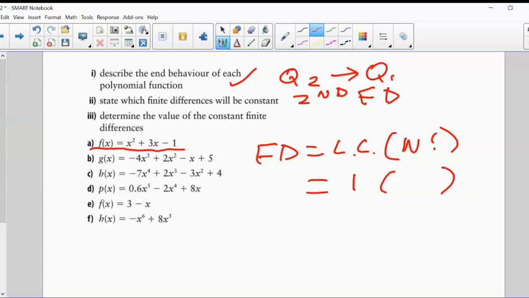The n refers to the degree of the function. What is the degree of this function? Think back to what Kristen was saying earlier on. What's the degree of this function? 2. So it's going to be 2 factorial. Can I ask you to calculate that for us now, please, on your calculator? What does that work out to be? So the answer is 2.